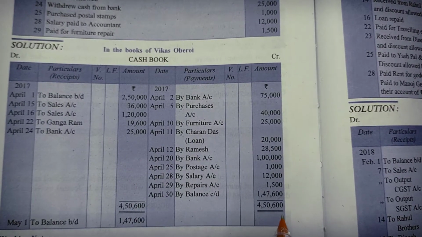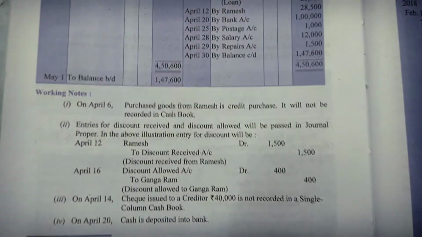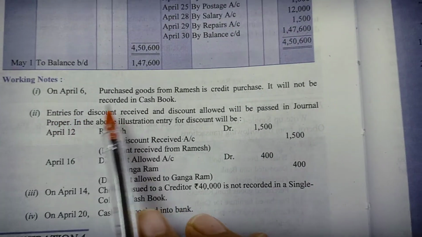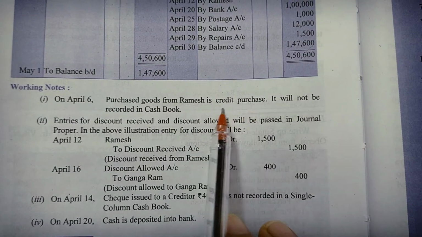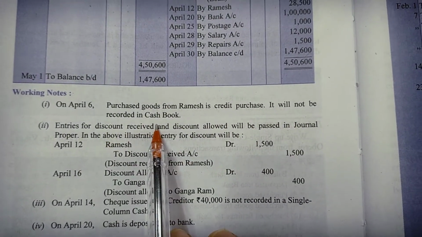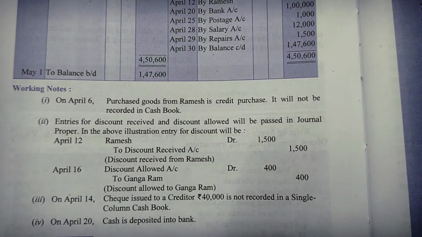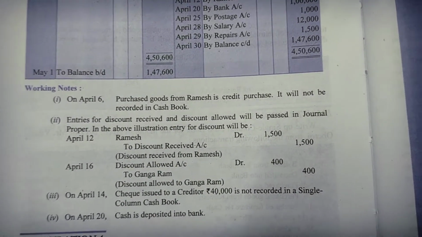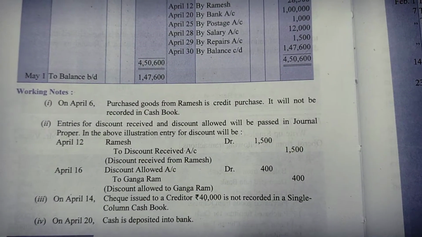Now again the shortfall is coming on the credit side, 1,47,600, and we will do the balancing as 4,50,600. In addition to this, there are few working notes that you need to maintain like this. On April 6th, the purchase of goods from Ramesh happened, but it was a credit purchase, so it will not be recorded in the cash book. As I told you, in cash book we will only be recording the transactions which have the nature of cash. Any credit purchase or sale will not be recorded in the cash book.